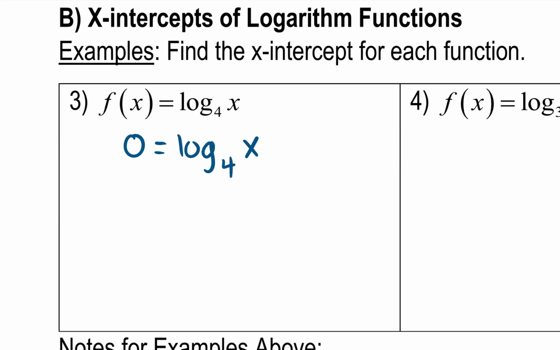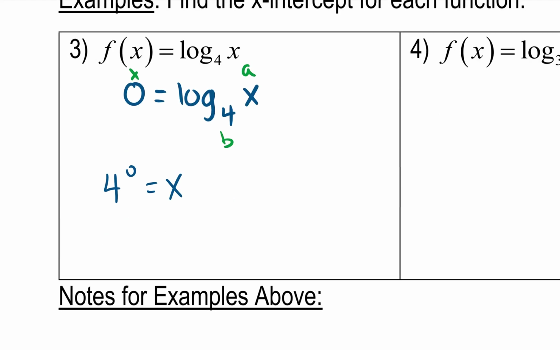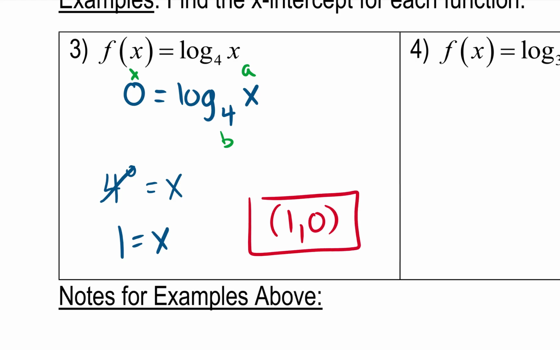So I change f of x to 0. I have the log by itself, so I can convert. By that, you have b, a, x. So I convert it to 4 to the 0 equals x. Anything with a 0 exponent, of course, is just a 1. I have nothing else to do, so that's my answer. 1, 0. Easy.